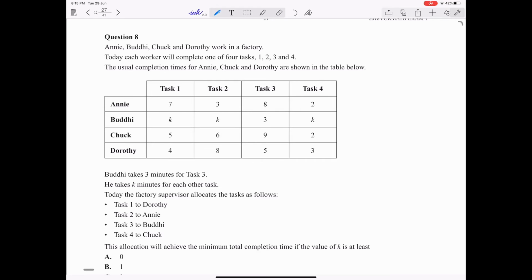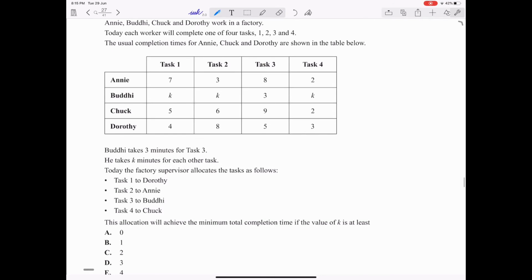Annie, Buddhi, Chuck, and Dorothy work in a factory. Today, each worker will complete one of the 4 tasks, 1, 2, 3, and 4. The usual completion times for Annie, Chuck, and Dorothy are shown in the table below. Buddhi takes 3 minutes for task 3. He takes K minutes for each other task. Today, the factory supervisor allocates the tasks as follows: Task 1 to Dorothy, Task 2 to Annie, Task 3 to Buddhi, Task 4 to Chuck. This allocation will achieve the minimum total completion time if the value of K is at least.